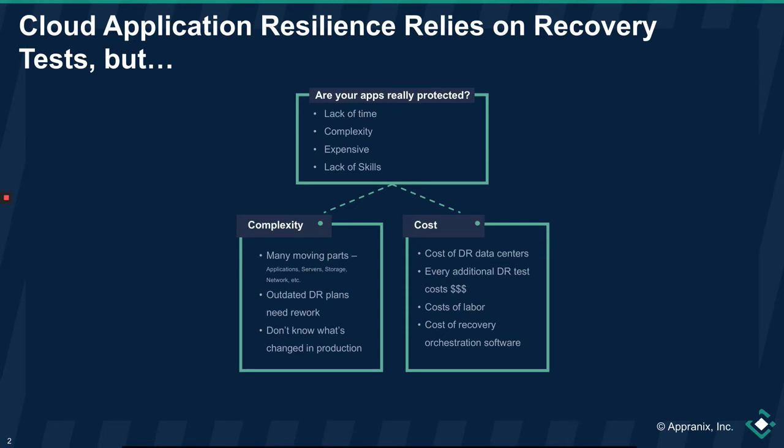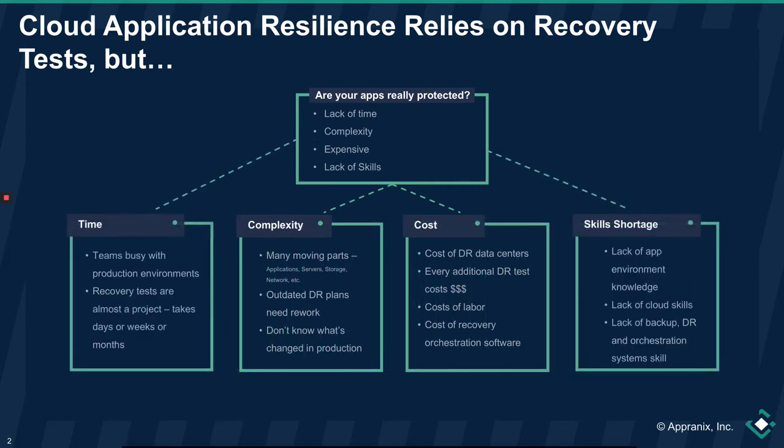On the other hand, every additional DR test, even if you outsource that DR activity to a third-party provider, costs more money. Sometimes these additional tests could come in anywhere between 30 to 50K per test. And there's the cost of labor associated with it on your side as well as the DR provider side, and the cost of the recovery orchestration software itself. So you may have to buy additional software to make sure that your recoveries can be orchestrated. And time and skills are in shortage.